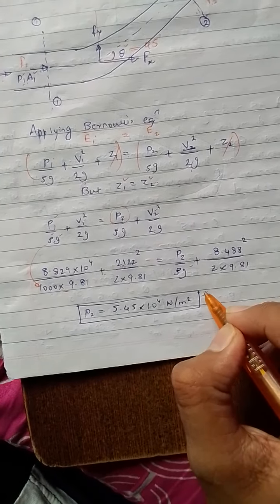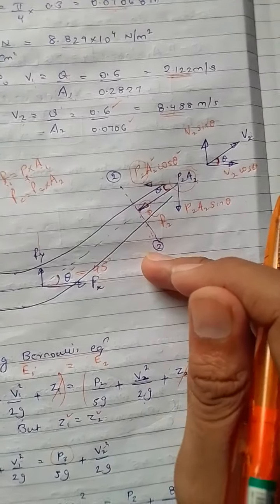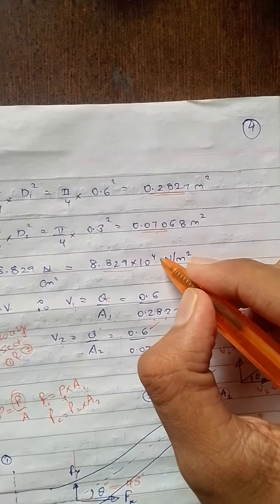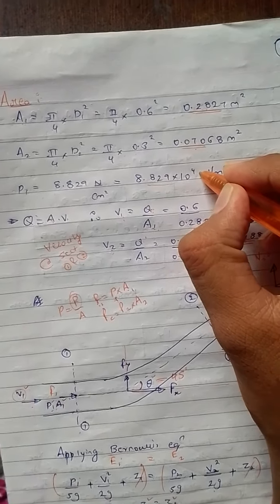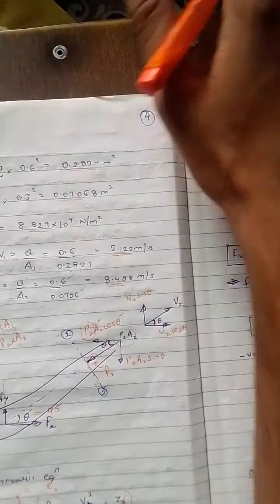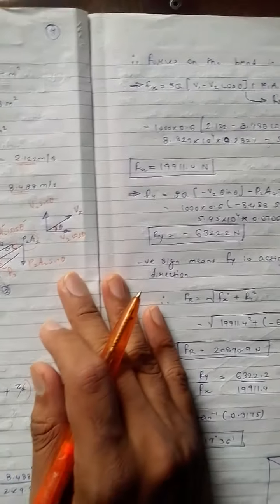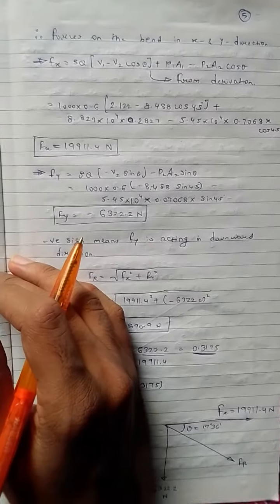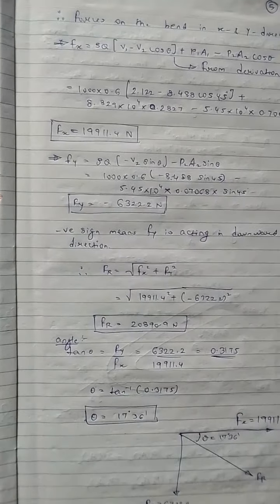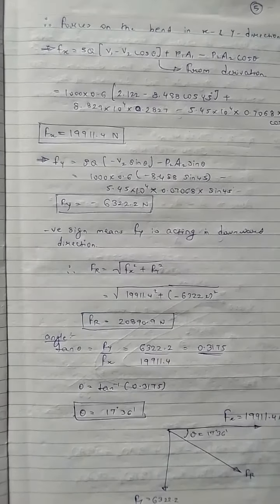So this is the pressure at section 2 and this is the pressure at section 1, correct? The next step is to find the forces exerted by the water on the bend in the X as well as the Y direction.